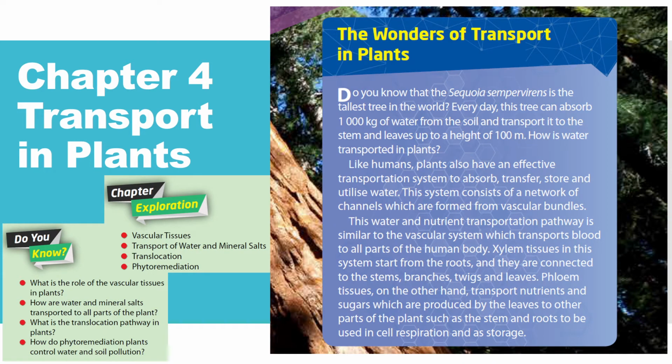And now that we have come to chapter 4 about the transport in plants, in this chapter we will be exploring, actually it is a revision on the vascular tissues and their functions. Vascular tissues consist of xylem tissues and also the phloem tissues. We will also be discussing the transport of water and mineral salts, which is carried out by the xylem tissues. What is translocation and what is phytoremediation?